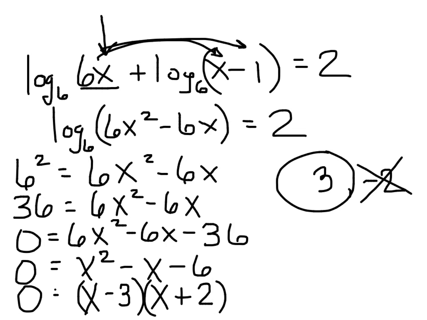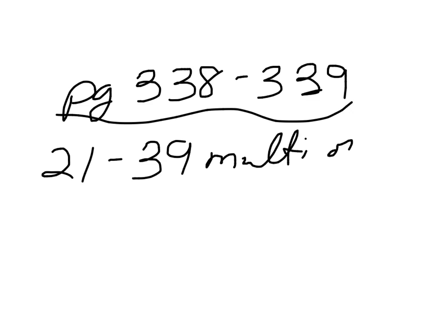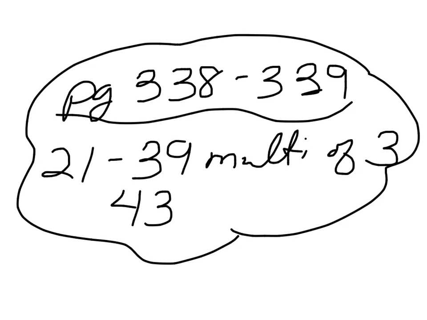Not too bad? Okay? So, starting on page 338 and going to 339, 21 to 39, multiples of 3, and 43. Again, just to remind you, you start at 21, then 24, then 27, and so on. Up to 39, then stop. And go to 43.